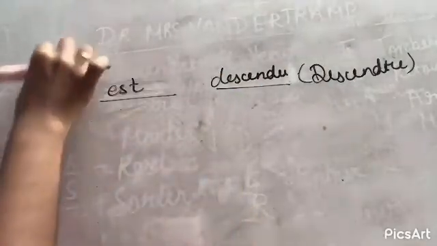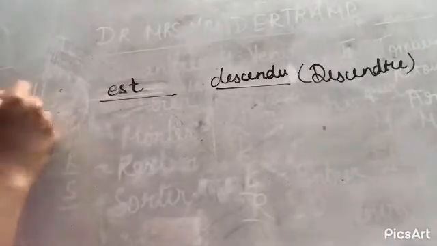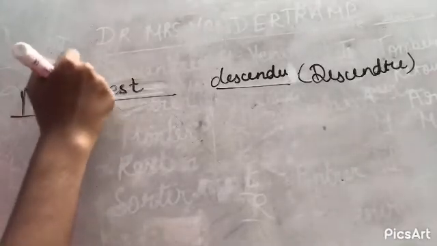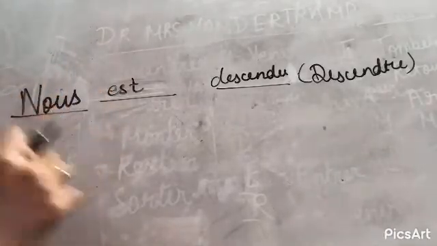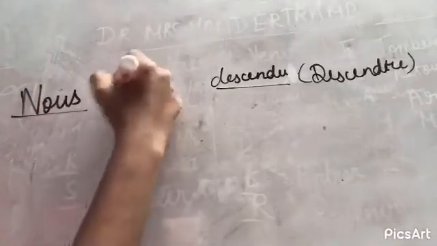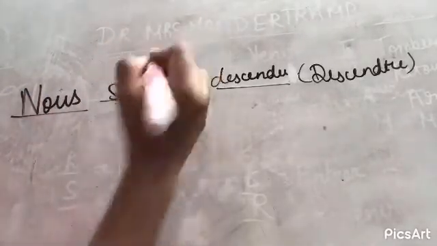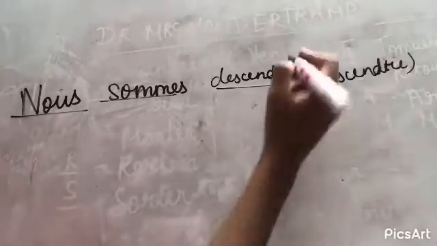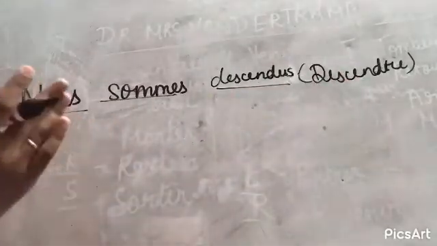Okay, now for plural, so nous and vous are plural, il and ils and elles are also plural. So anyways, nous sommes. Okay, this will change into nous sommes. Now here what will you do? Here you have to put an s because it is plural.